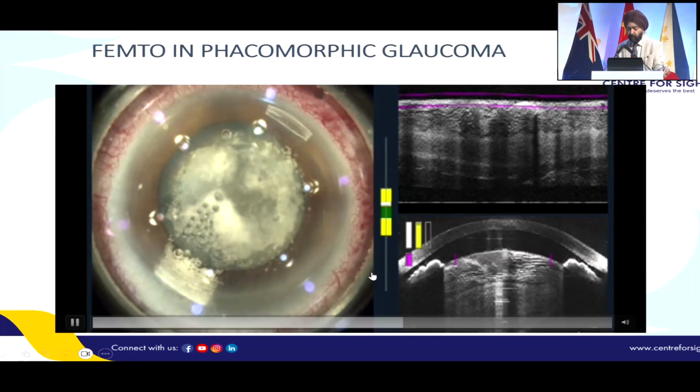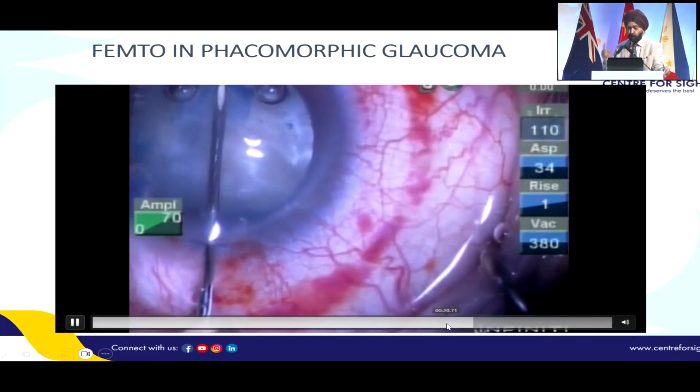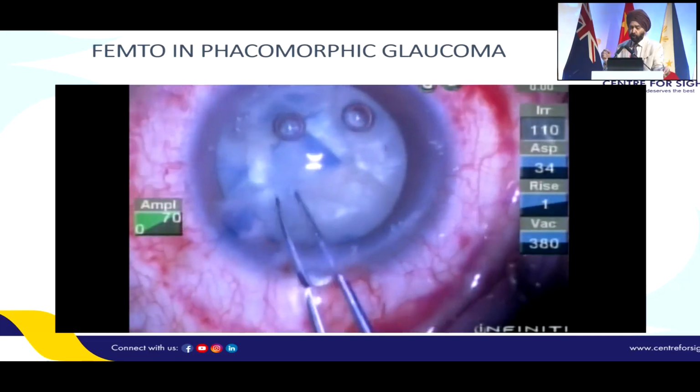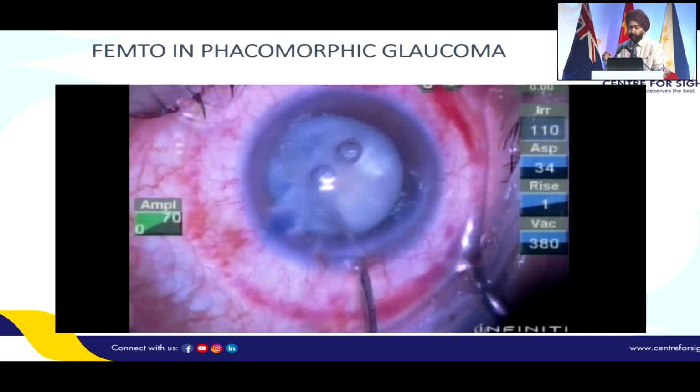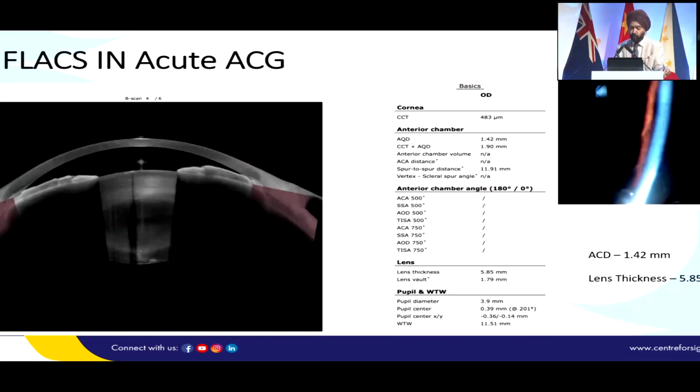And you can see that because we are doing the capsular access on a closed chamber, please remember closed chamber phacoemulsification that you are doing, you get a good capsular access and you don't get a runoff of the capsular access. This is angle closure glaucoma.